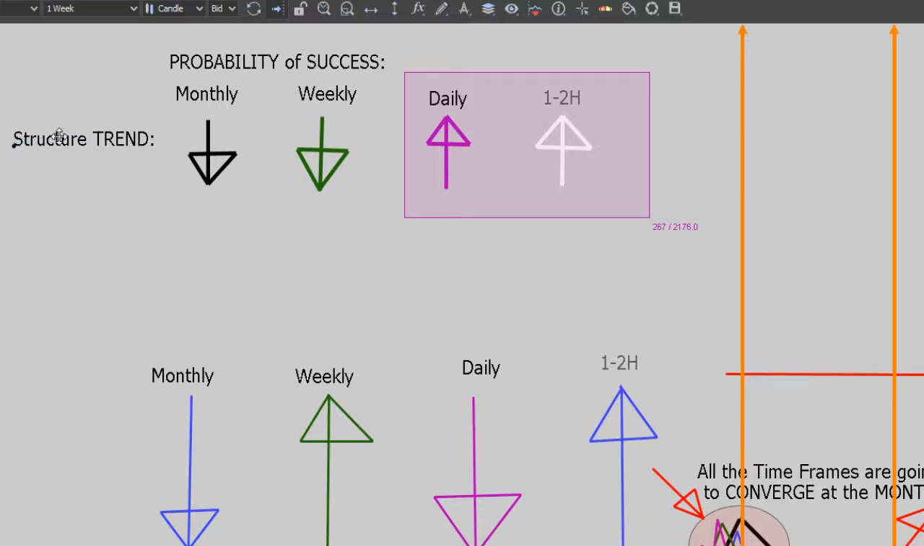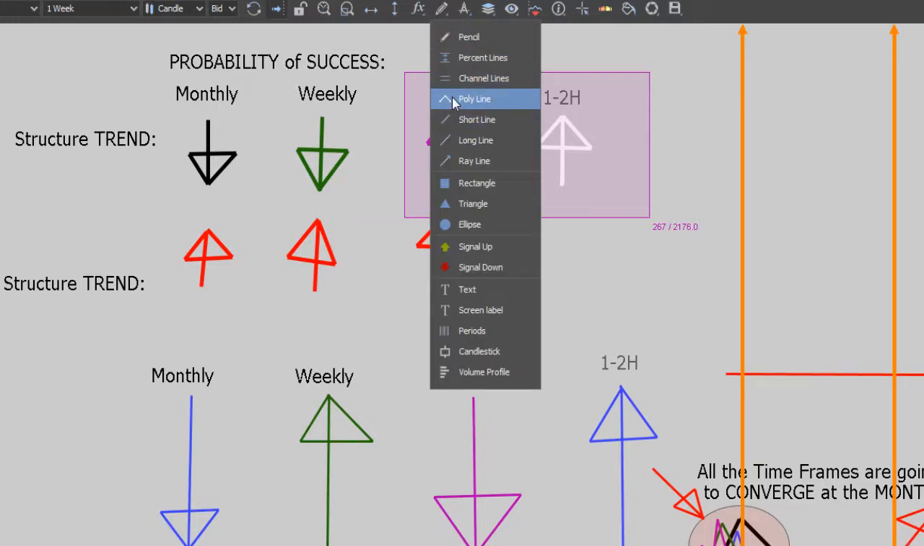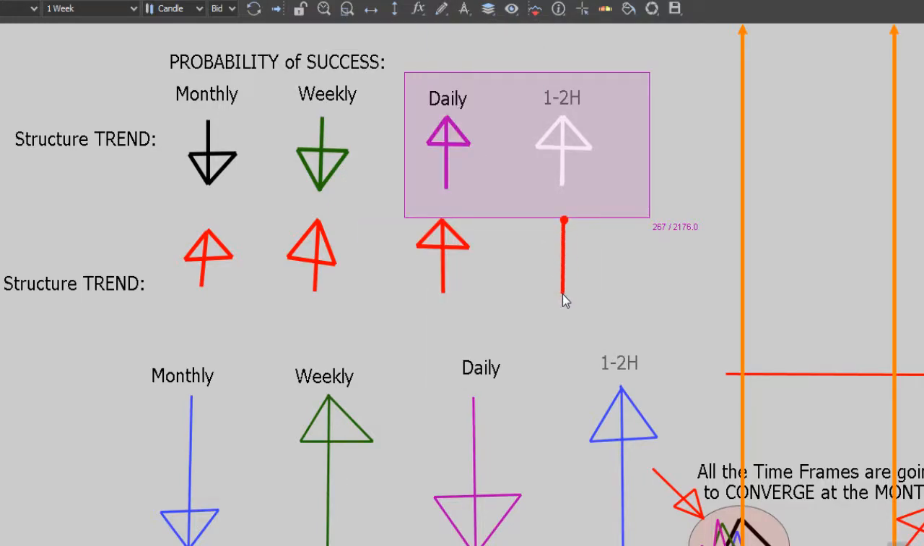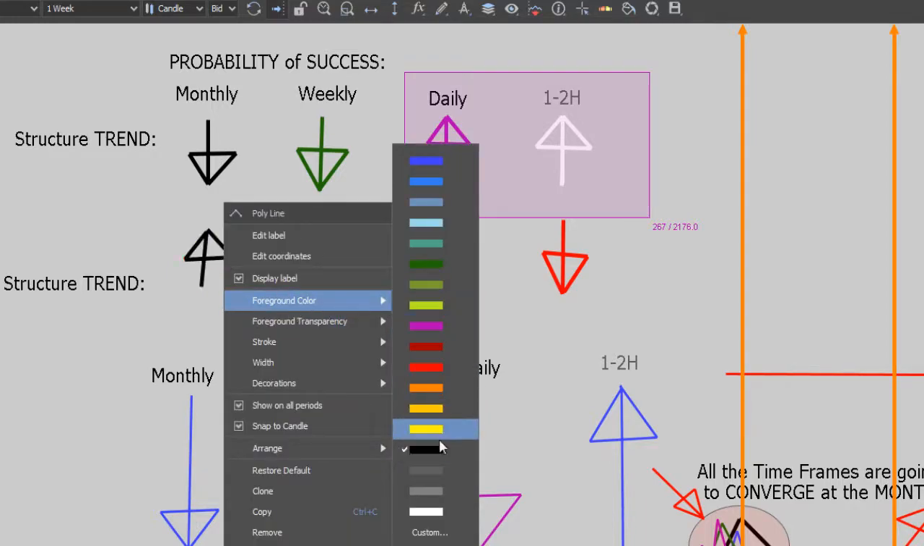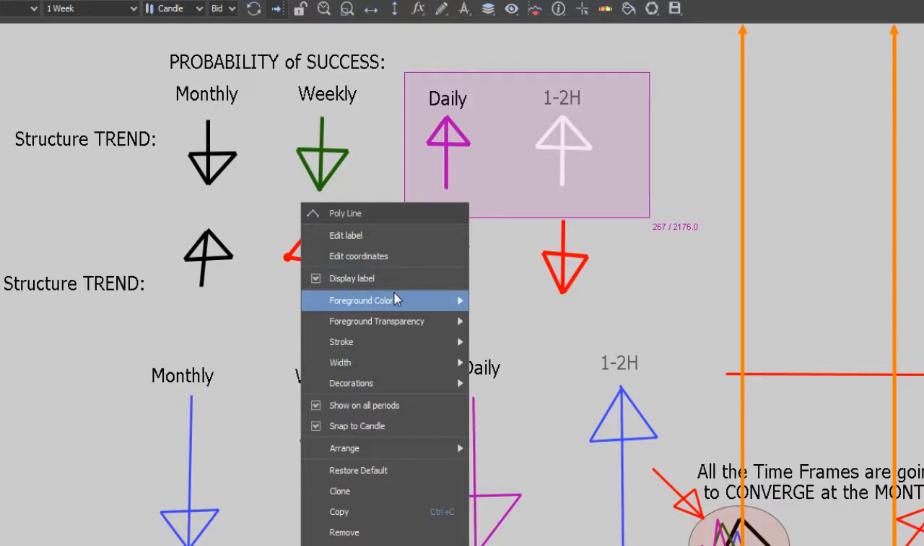So this is one probability. Now let's clone this one and let's make another example. Okay? So you have an uptrend on the monthly. You have an uptrend on the weekly. You have an uptrend structure on the daily. And you have a downtrend from the 1 or 2 hours. What can you trade? What should you trade? What do you need to be careful about? What shouldn't you trade?